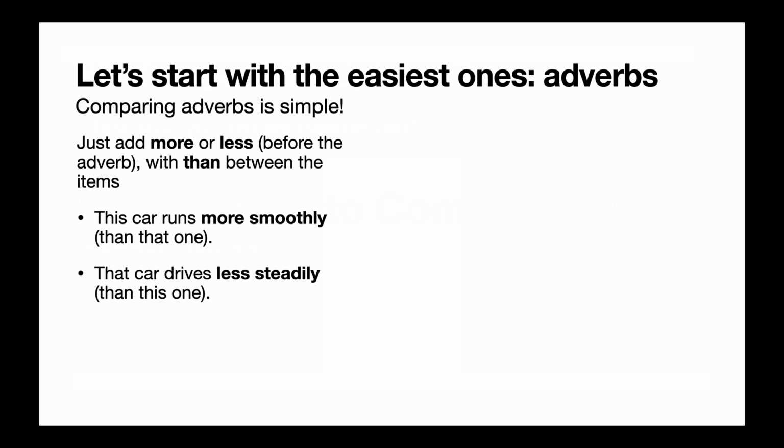Okay, so comparing with adverbs is the easiest, so we'll start with those. When you're using adverbs, remember adverbs are words that usually end in ly, like smoothly or steadily. You just add more or less after the verb or before the adverb. And if you're going to put the two items in the sentence, you need to put than between them. So for example, you would say this car runs more smoothly than that one. Or that car drives less steadily than this one.